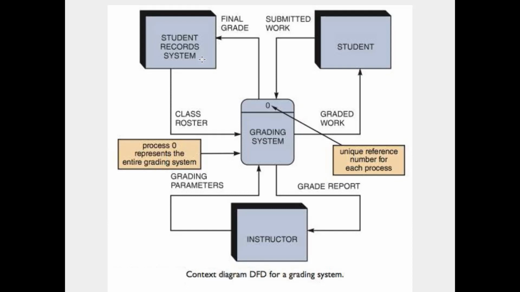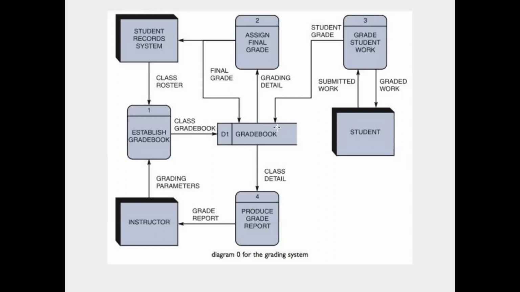Now, this is 0. So that means if you want to go into detail of the system, then we'll name the processes 1, 2, 3, and so on. Right? We are going one level deeper from this point. So this is one example of looking at level 0 or diagram 0 of the grading system. Earlier we had one process. Now the single process is broken down into 3 other processes.